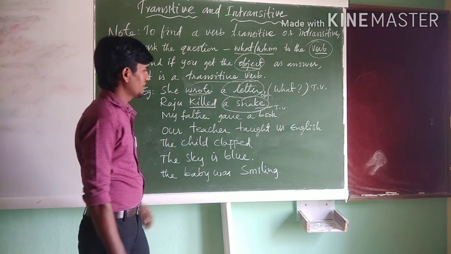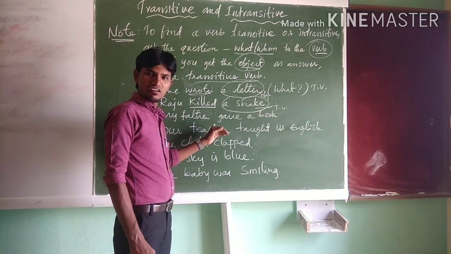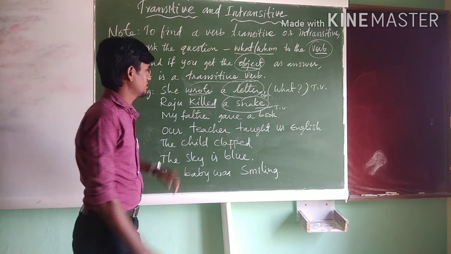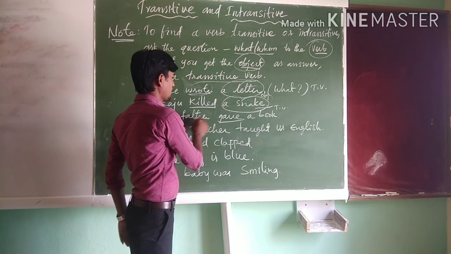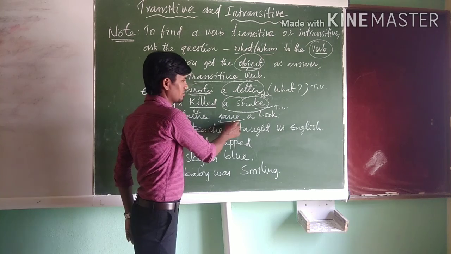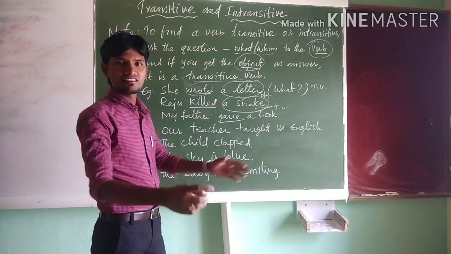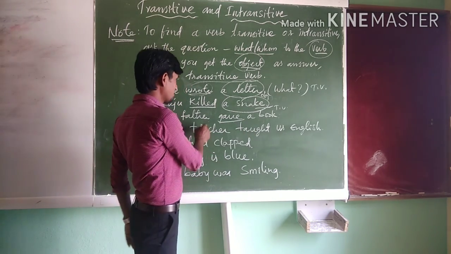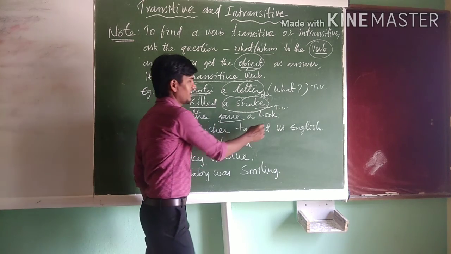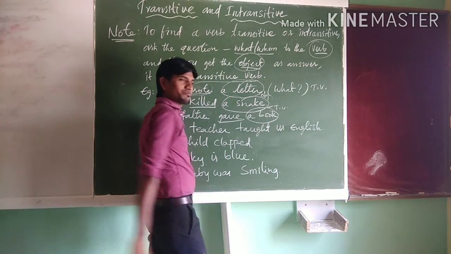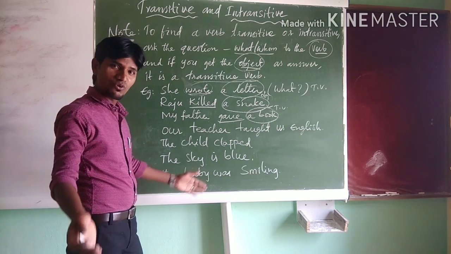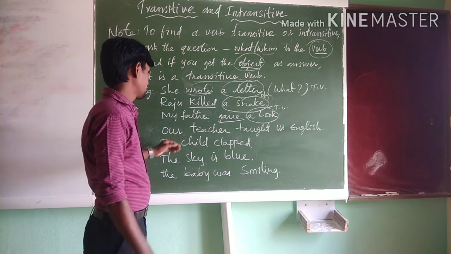My father gave a book. What is the verb in this, my dear? Gave. My father is the subject, gave is the verb, a book is an object. So, what did the father give? A book. The object is the answer. Therefore, it is a transitive verb.